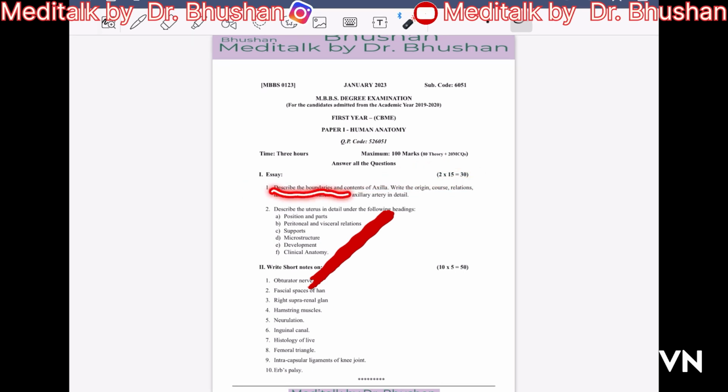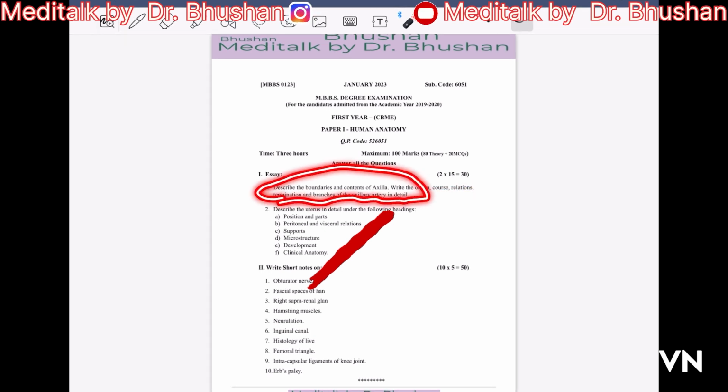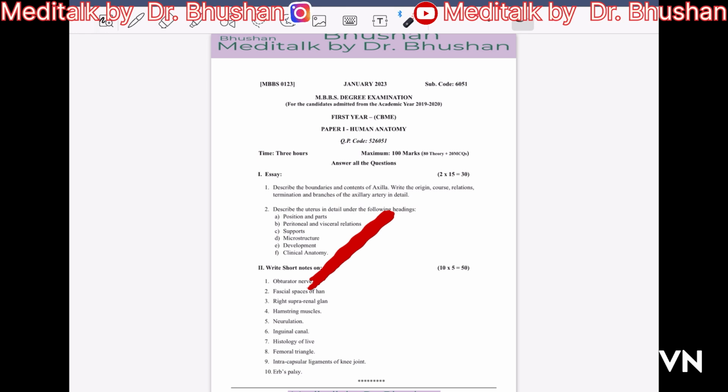First is describe the boundaries and contents of axilla. Write the origin, course, relations, termination and branches of axillary artery in detail. Two questions here. First is the contents of axilla and boundaries, and second is the axillary artery in detail.